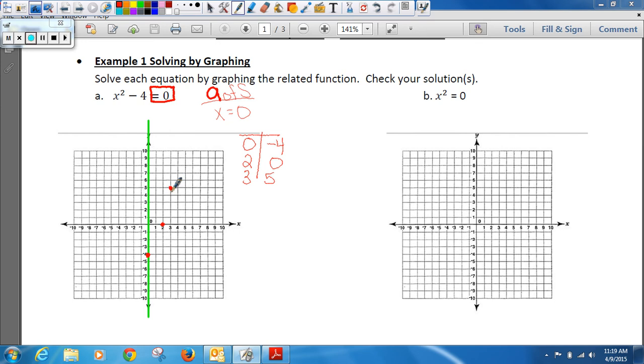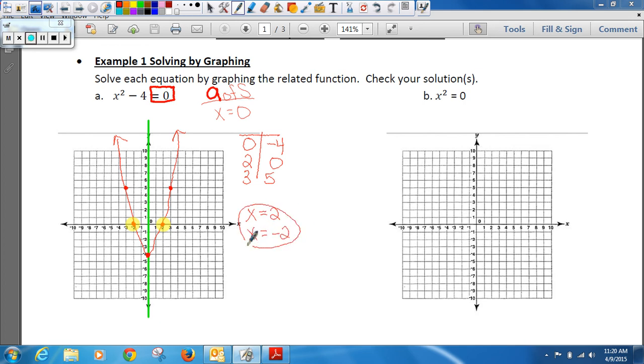Remember then to get the other side, you do go across the axis of symmetry the same distance. So 1, 2, 3, 1, 2, 3, 1, 2, 1, 2. And then you connect it, and remember that a quadratic function is always a parabola. And then we know that our solutions are the x-intercepts. So if we look here, we cross the x-axis in 2 places, so that means I'm going to have 2 solutions. My solutions look like they are x equals 2 and x equals negative 2.